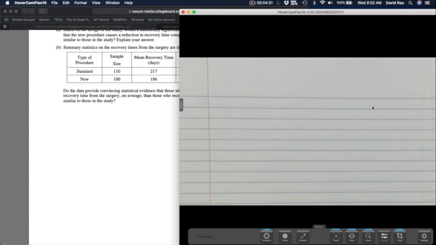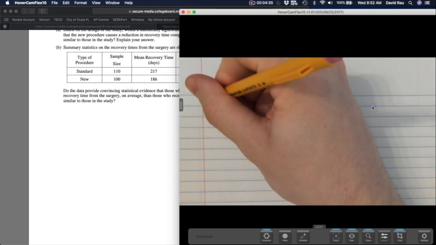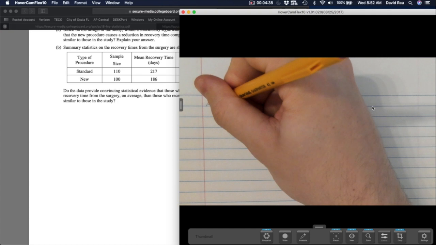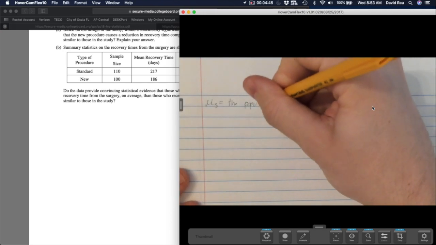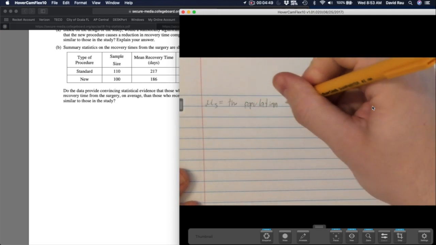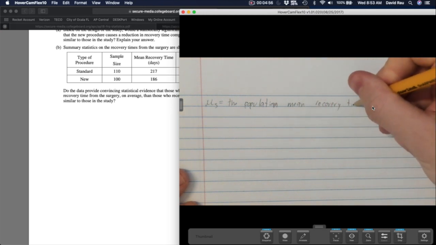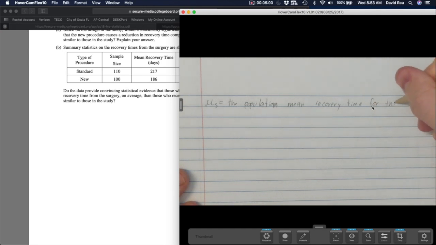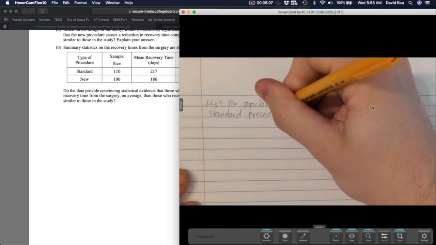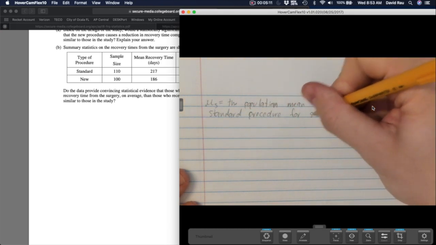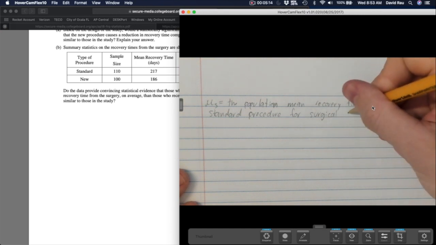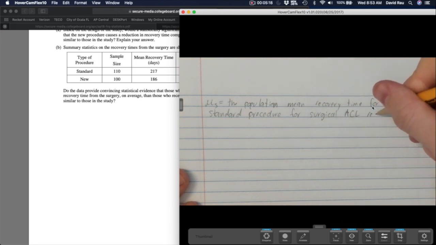Here it goes. First, what I'm going to do is define my variables. I'm going to let mu of S be the population mean recovery time for the standard procedure for surgical ACL repair. All right, really make sure that you're defining that carefully.